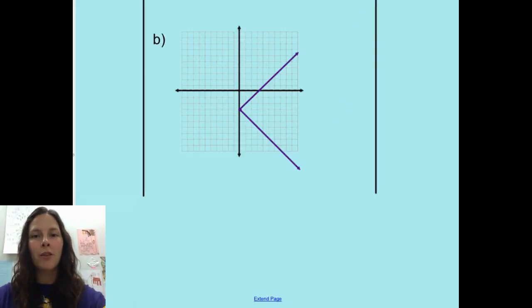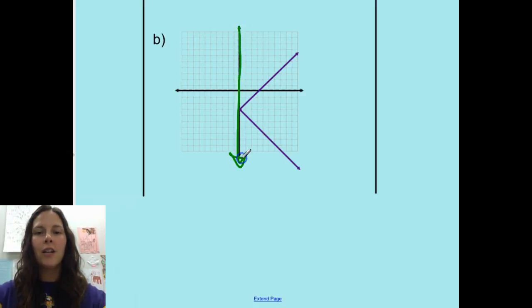For part B, we have a graph, so we'll use our vertical line test. If we look at the y-axis as our first vertical line, so far so good. It only touches the graph in one location. But as soon as we move to the right at all, now we touch the graph more than once. So it fails the vertical line test, so it is not a function.